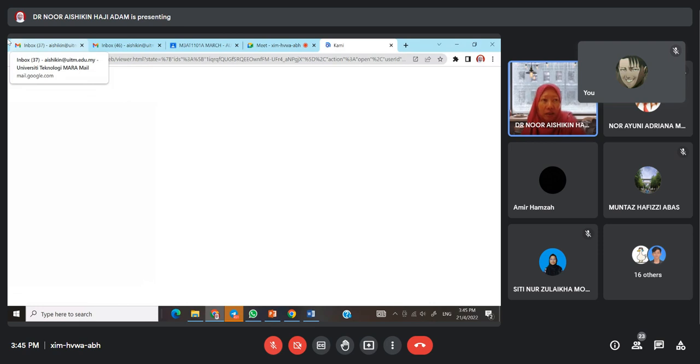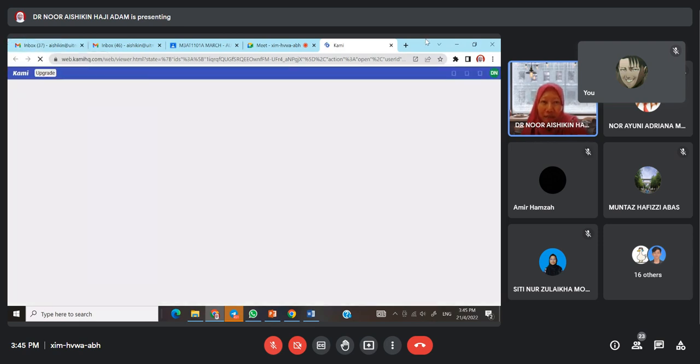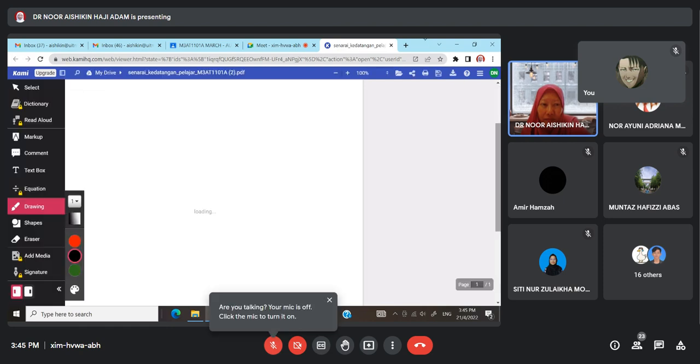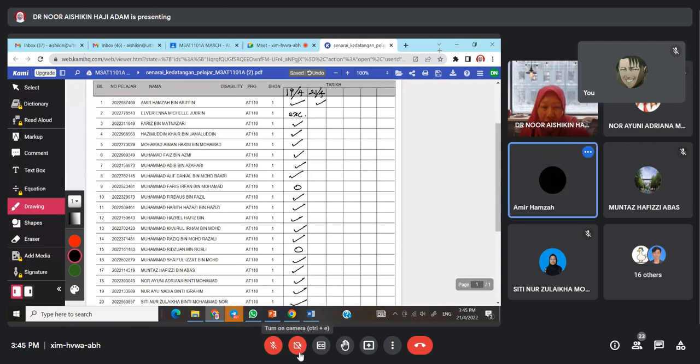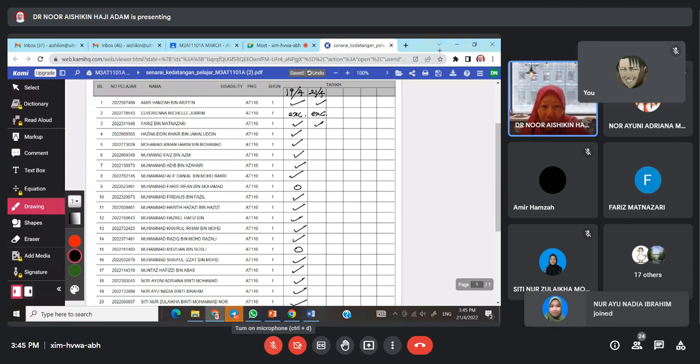Alright. Senarai kedatangan. Dah nak habis dah chapter ni. Sikit je lagi. (21st) Ami ada kan? Ada, madam. Azarina masih belum ada kan? Masih berkabung. Boris? Ada. Azimuddin?